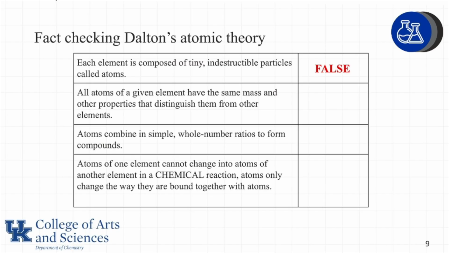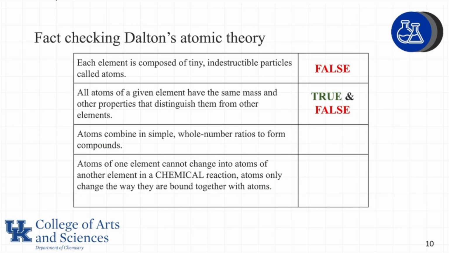All atoms of a given element have the same mass and other properties that distinguish them from other elements. So this is kind of a half-half. All atoms of a given element have the same mass. And what we'll find is that all atoms of the same element have the same number of protons, but can have a different number of neutrons, and therefore will have a different mass. So really close values, but not exact.